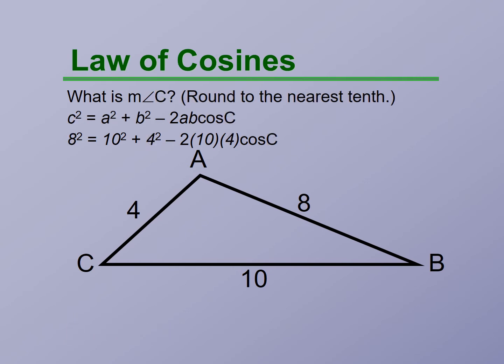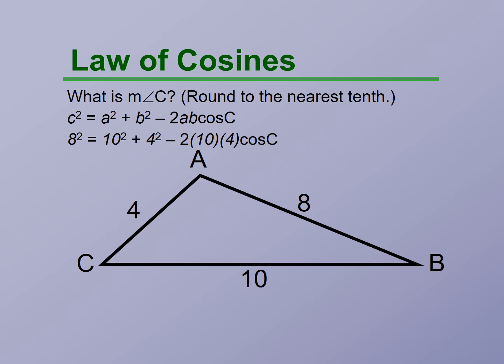Okay, to find angle C, I'm going to do angle C next because it is across from the second smallest, or the middle side. So 8 is bigger than 4 but less than 10, and 8 is side C, which means I want to solve for angle C next. The law of cosines form that has angle C in it is C squared equals A squared plus B squared minus 2AB cosine C.